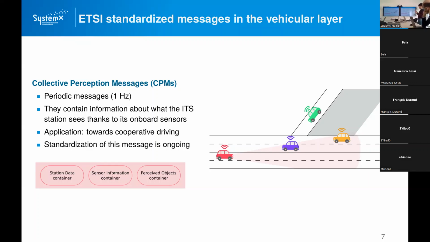Another way to address this problem is to put rules on what you should input in your perceived object container. Not everything you see, but things you see and you didn't communicate within a given interval in the past. So you can reduce the size of the message. But yes, this is going to be considerably larger than CAM and DENM.